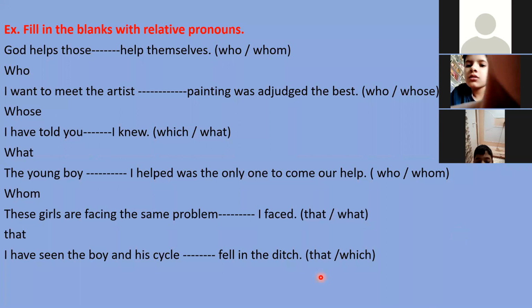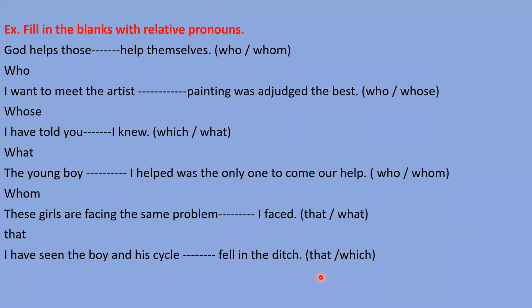You know why? Because which we can use for animals and things, but whenever the condition is that one is a living being and second is a non-living thing, so we need to talk about his cycle and the boy. These two words are the antecedent. Okay, one is a living being and second is a non-living thing, so in that condition we need to use that. We can use that for living beings and for non-living things and for animals also. So that is the right answer here. Okay.